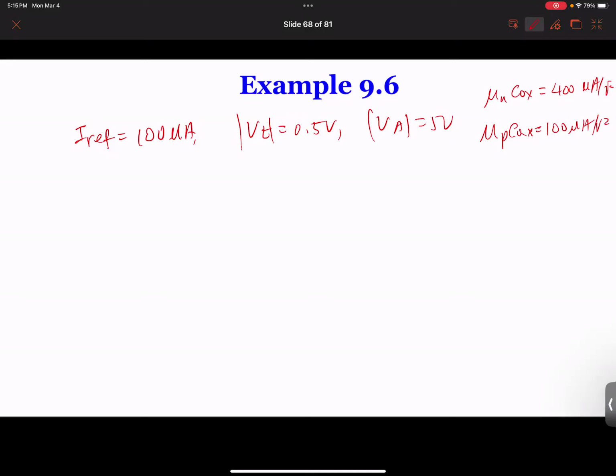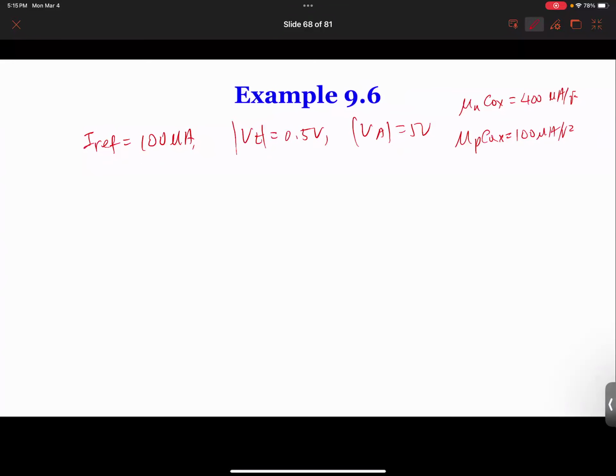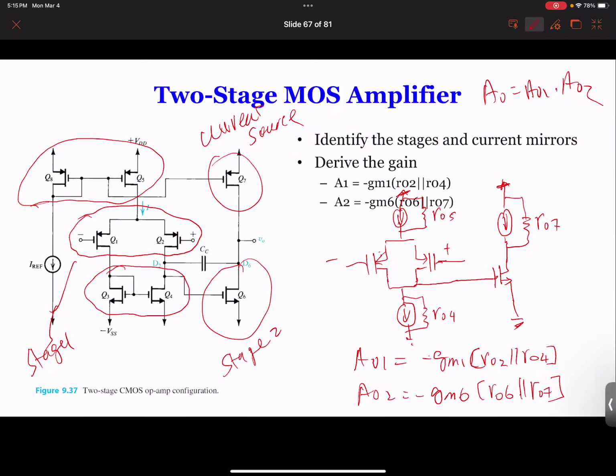So if we look at this one, I'm going to go back to the previous circuit, and you can tell me for the biasing, if this reference is 100 microamps, so apparently the Q8 is 100 microamps, right? And if Q8 is 100, how much is Q5? It's 100. And Q1, Q2, Q3, Q4, apparently they each divide by half. So you have 1, 2, 3, and 4, each are going to be 50 microamps. And how about this one? Q7 is going to be 100 microamps, and this will be 100 microamps.